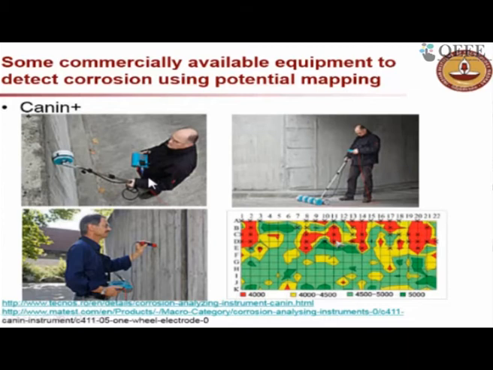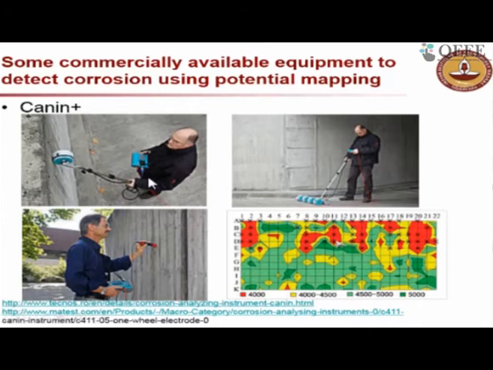Okay, and now imagine you have a very long bridge or a very large building where you want to assess these things. You cannot go around and find these points one by one. So there are electrodes which we call wheel electrodes. You can see these are 4 electrodes here. In this case, again a wheel electrode, but only one wheel. Again, you can just roll it on the surface which you want to measure, and then it will automatically record the potential data, and it can give you a contour plot.